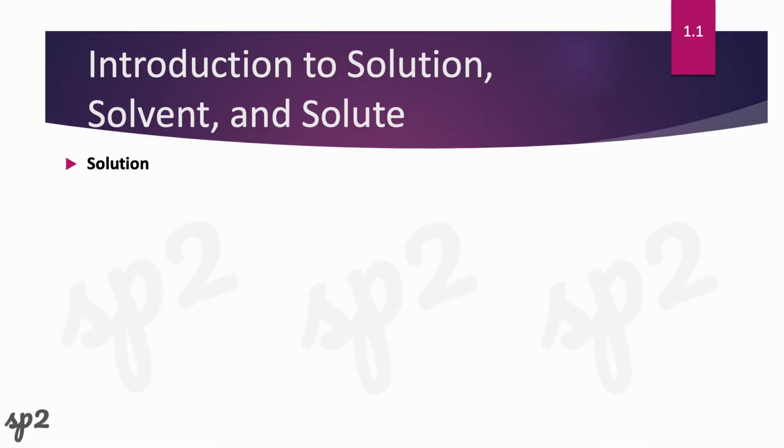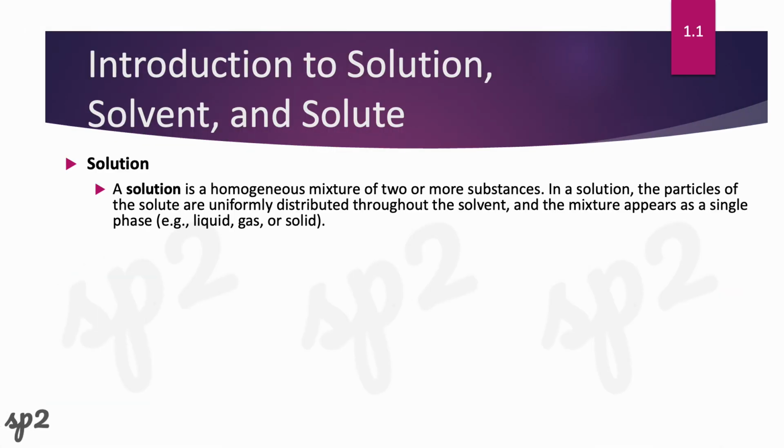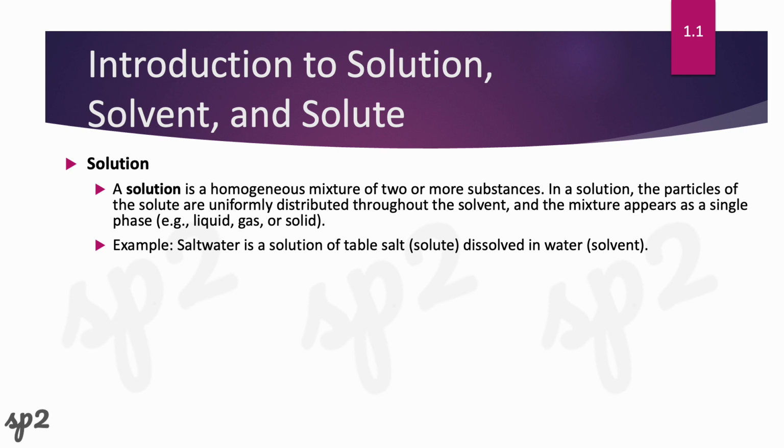Okay, so starting with an introduction. There are a few terms that we need to introduce here. I'm going to start with solution. A solution is a homogeneous mixture of two or possibly more substances, right? And in our solution, the particles of solute are typically uniformly distributed throughout the solvent, and that's what we call homogeneous. The mixture appears as a single phase, which could be liquid, gas, or even a solid. The example that I have for you is salt water, which is a solution of table salt in water.